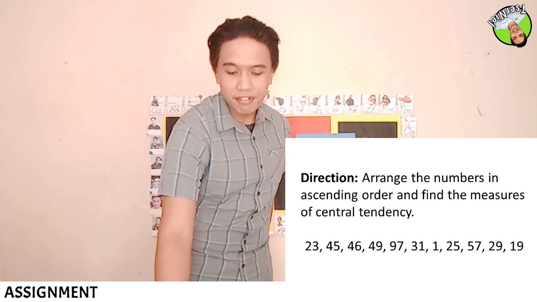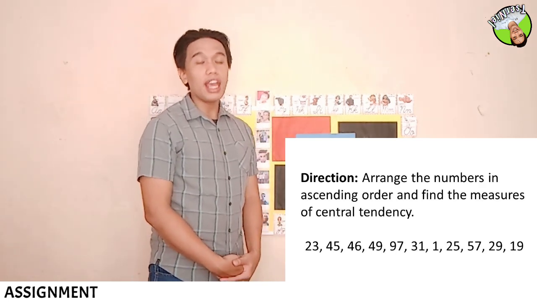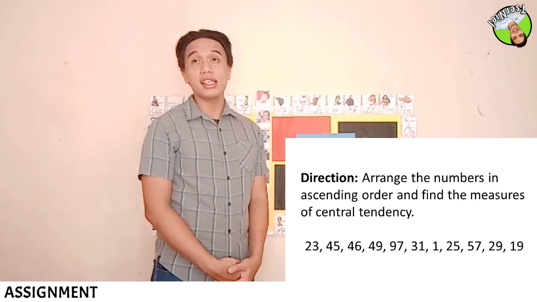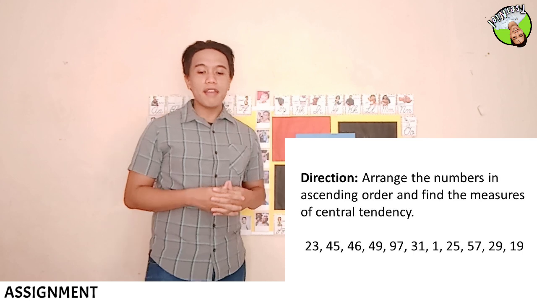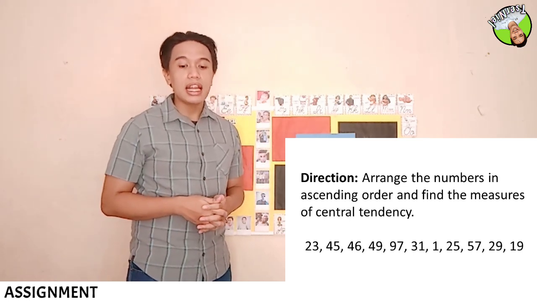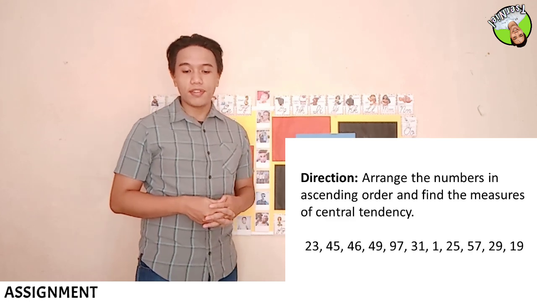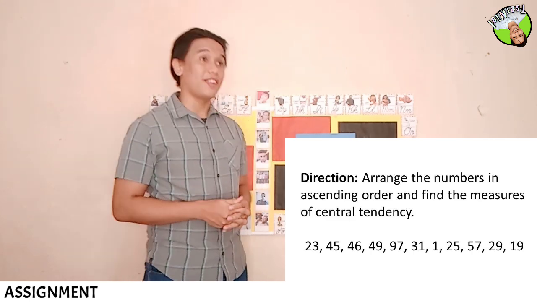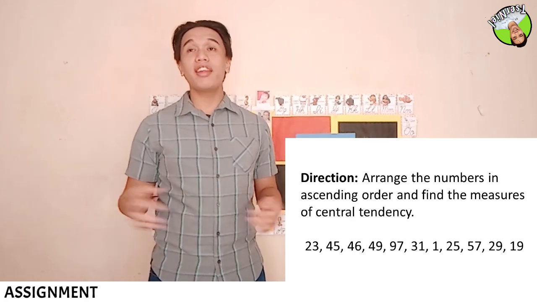Now, get your mathematics notebook and write your assignment for today. I want you to arrange the numbers in ascending order and find the measures of central tendency for this set of data: 23, 45, 46, 49, 97, 31, 1, 25, 57, 29, and 19. Is everybody finished writing?